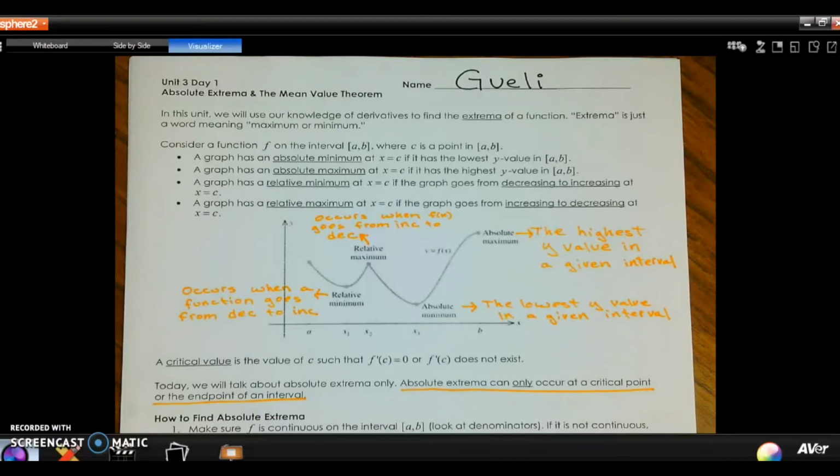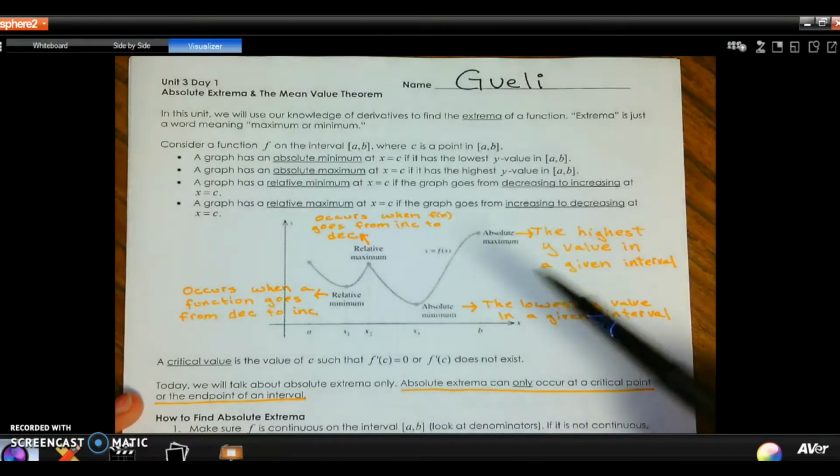Okay, this is Unit 3, Day 1, Absolute Extrema and the Mean Value Theorem. So basically this unit, our goal is to use the derivative to try to do some function analysis. So let's talk about what an absolute max and absolute min is.